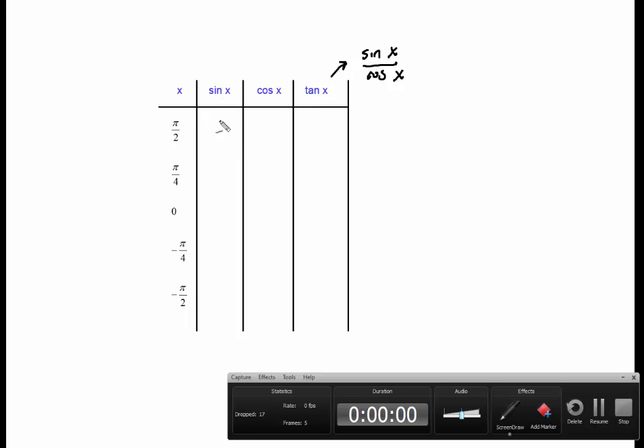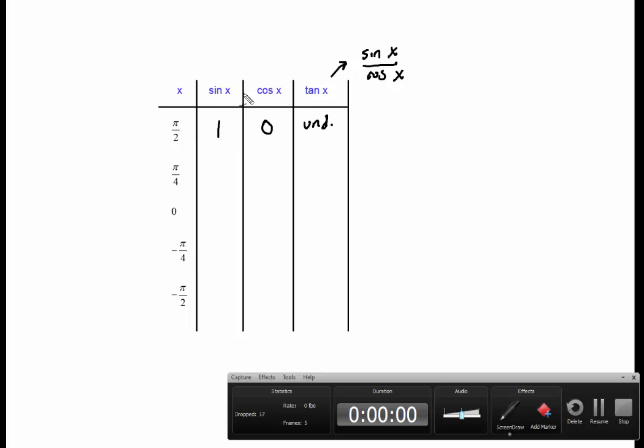The sine of pi over 2 is 1. The cosine of pi over 2 is 0. The tangent would be 1 over 0, or undefined. Remember, you cannot divide by 0 in mathematics, forbidden.